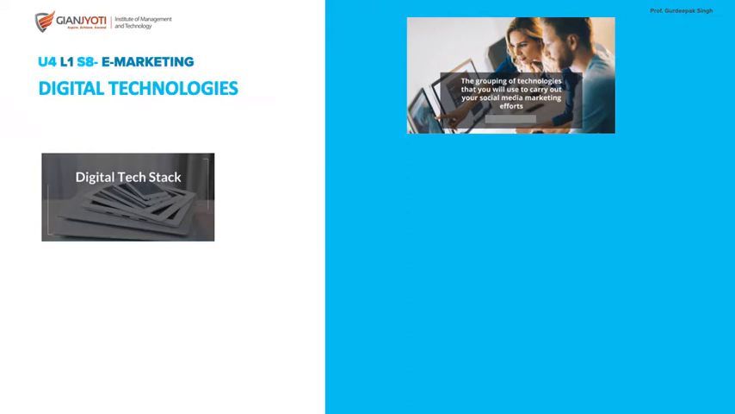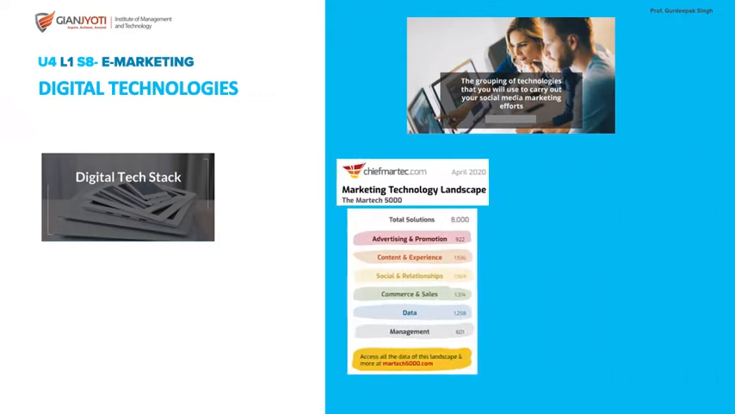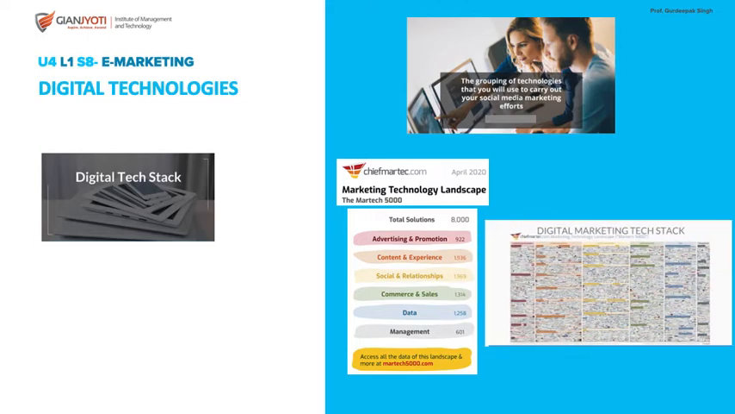What are the different digital technologies that we use? Sometimes we call that the digital tech stack. You group the technology that you want to use for your social media marketing. There are approximately 8,000 technologies, as per chiefmartech.com. You can go to this website and they have listed them under different heads, like advertising and promotion, which has 922 technologies, and content and experience. So there is a huge stack of technologies available for you to use. And this is that stack. You go to this website and you get each technology under each head, which you are seeing here.